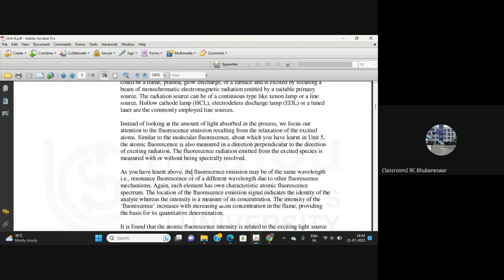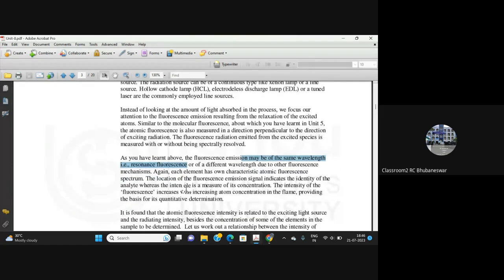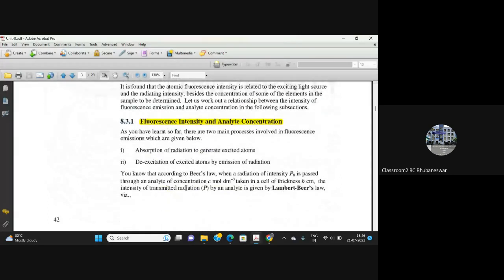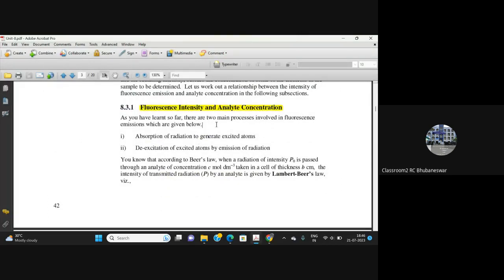So the fluorescence emission may be of the same wavelength, that is resonance fluorescence. When it comes back to the ground state, it may sometimes emit the same energy, but that is very, very, very rare, because during the absorption process it loses a lot of energy. That is why emission comes in the longer wavelength region. Then fluorescence intensity and analyte concentration have a very good relation. If the fluorescence intensity is more, you can predict the analyte concentration to be more.